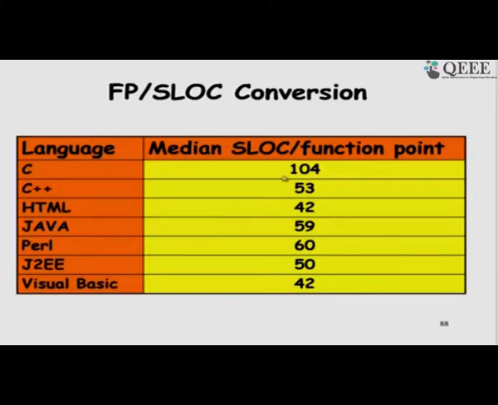This is one result that I am showing. There are small variations in the results produced, but more or less they converge to this kind of values. So, for C language, to implement one function point we need about 100 lines of code, C++ about half of that, 53, HTML if it is a user interface 42, Java 59, Perl 60, J2EE 50 and Visual Basic 42.